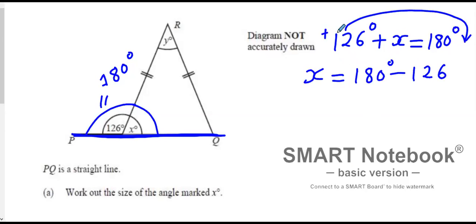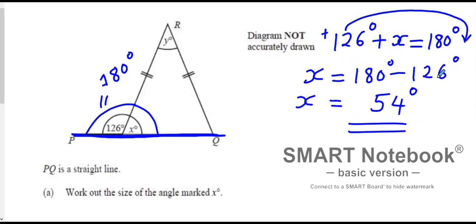Why? Because 126 is positive, as it goes to the other side, it changes sign. So X will be equal to 180 minus 126. This will be 4, 7 minus 2 is 5. So the answer will be 54 degrees.